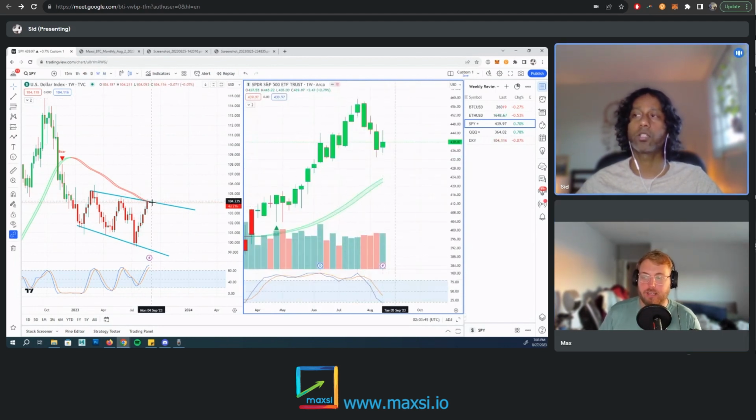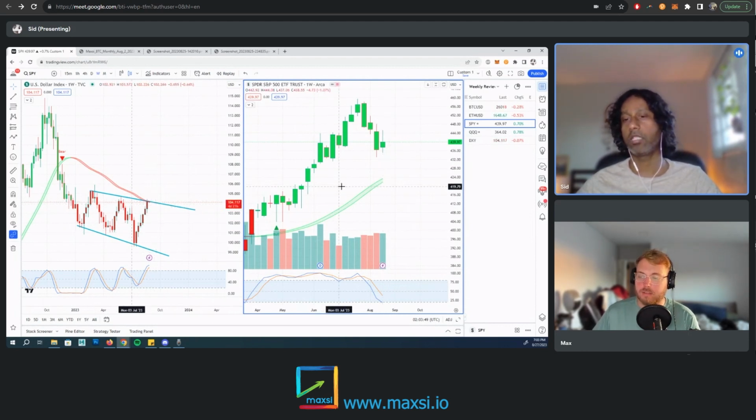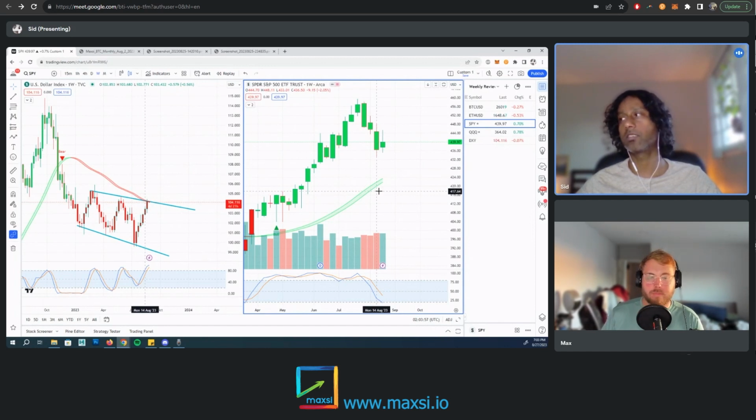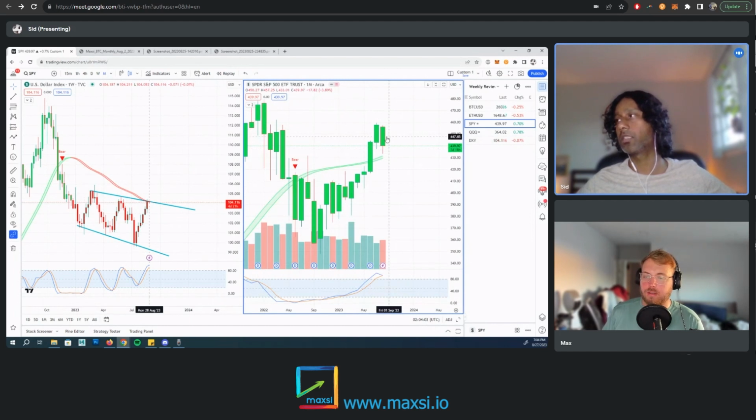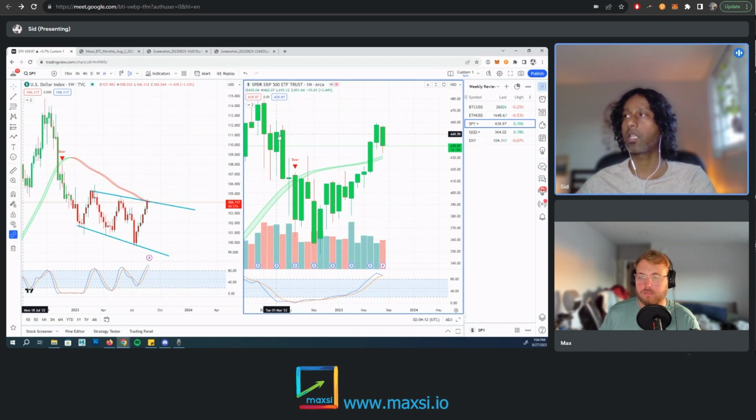Exactly. So if the DXY, or the dollar, pulls back, then we tend to see stocks and crypto go up. Also, next week is the monthly close that's coming up, and if you look at the monthly, the candle for stocks doesn't look too great. On a monthly time frame, it still looks kind of toppy.